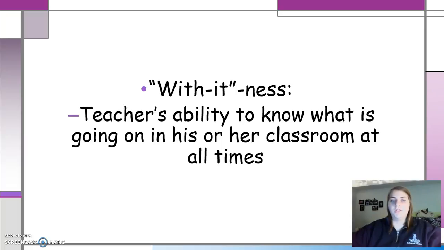Well, I, as the teacher, am working with a small group. I think that it's important that I'm able to focus on that small group, but that I'm also able to focus on what the rest of my students are doing.